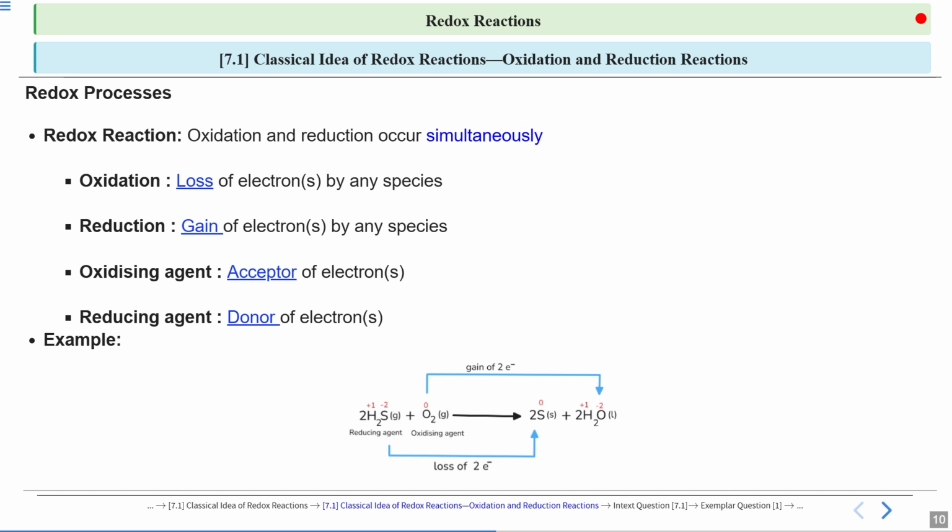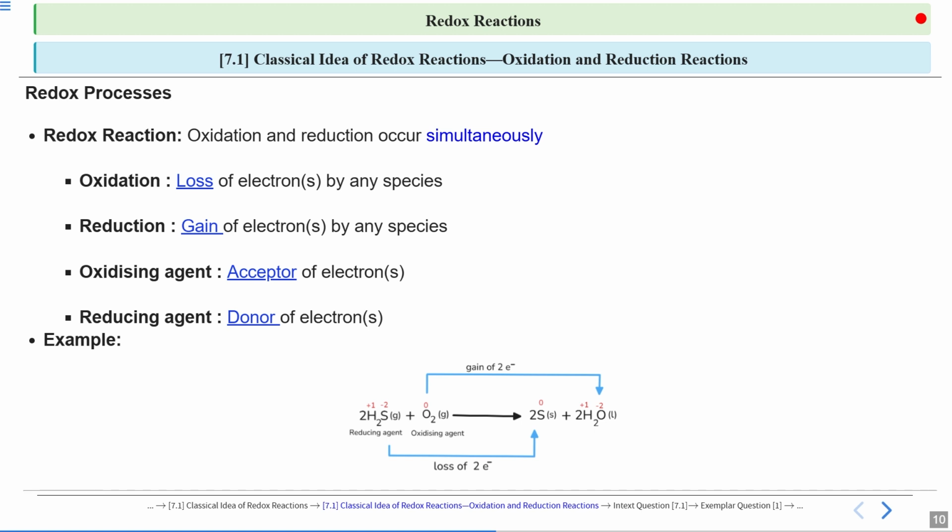While if you look at the sulfur, in the reactant it is present as -2, while in the product it is present as 0. That means oxidation has taken place. That means there is a loss of 2 electrons. So what we will say is that the reducing agent and the oxidizing agent would be H2S and O2 respectively.